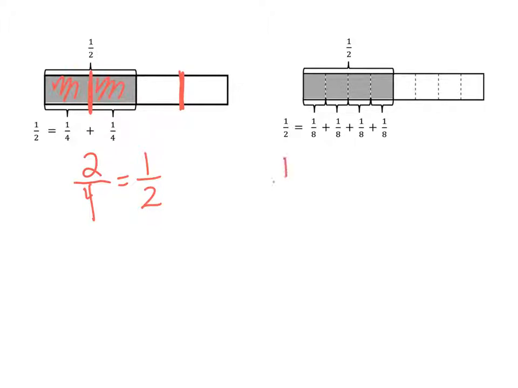So we have 1/2 is equal to, how many are colored in? We have 4, and each one of those boxes represents eighths. So 1/2 and 4/8 and 2/4. Okay, so we have over here 2/4 and 4/8 are 2 equivalent fractions to a half. They're equal.